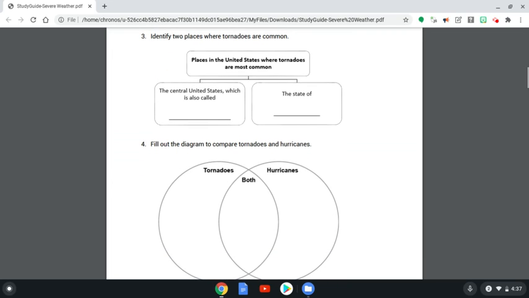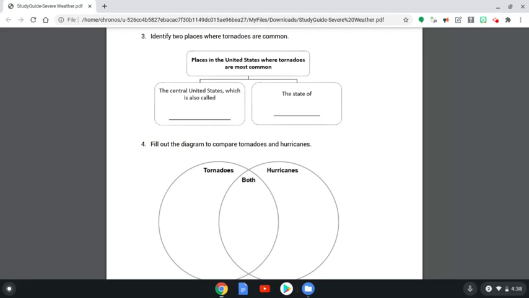Okay. Identify 2 places where tornadoes are common. And these are places in the United States where tornadoes are the most common. The central United States is called Tornado Alley. That's basically through the middle of the United States. What happens is you have lots of warm air and then the cold air, and with the increase in thunderstorms present, we have more chance of tornadoes developing.